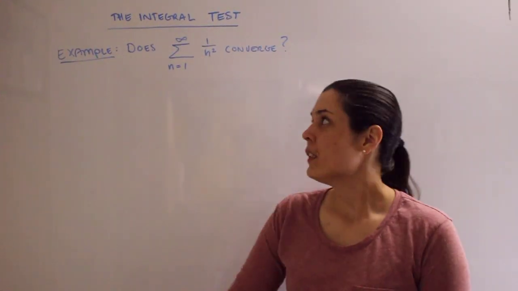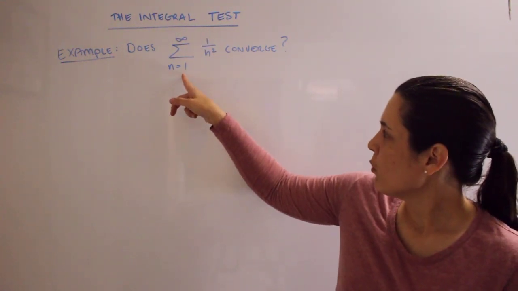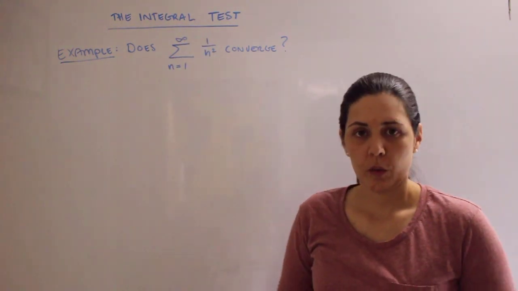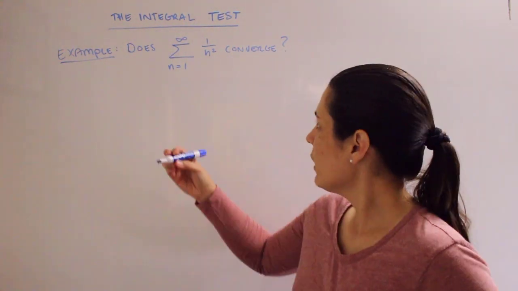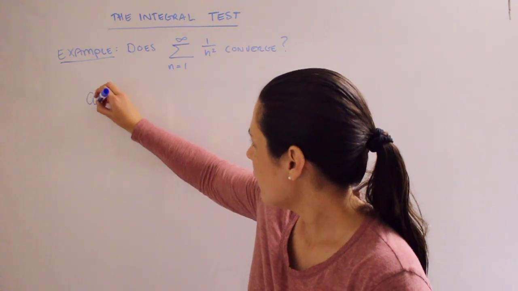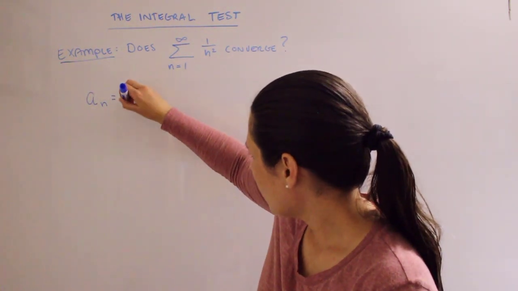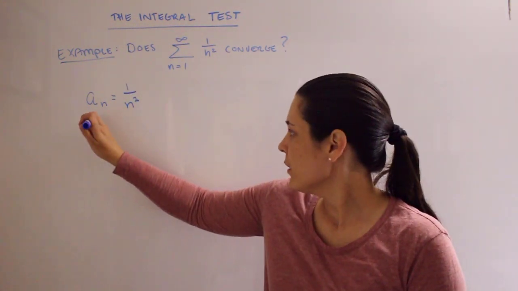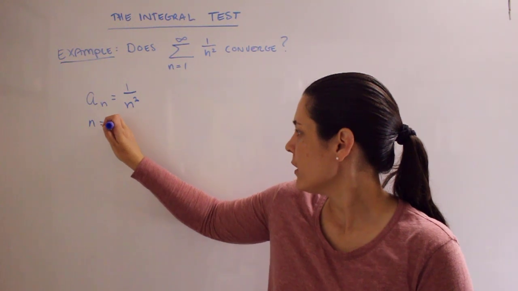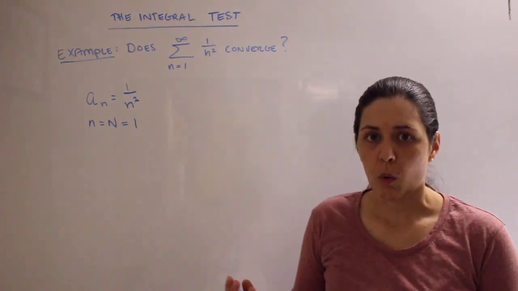Here's our example. Does the series of 1 over n squared, from n being 1 to infinity, converge? Let's see if we can use our integral test. First, let's identify our sequence that makes up this series. Our sequence is made up of the terms 1 over n squared. Now, n goes from capital N until infinity, so the starting point is at 1. So capital N is actually 1.